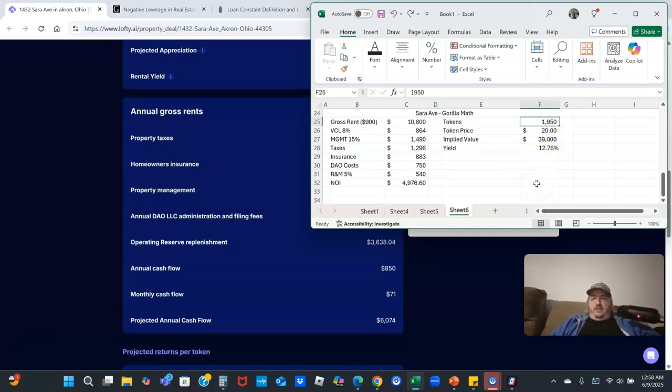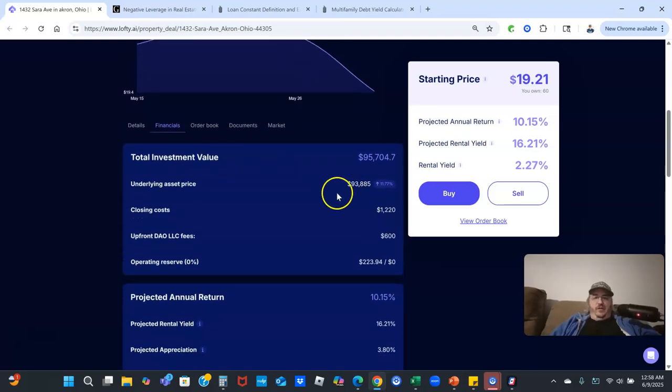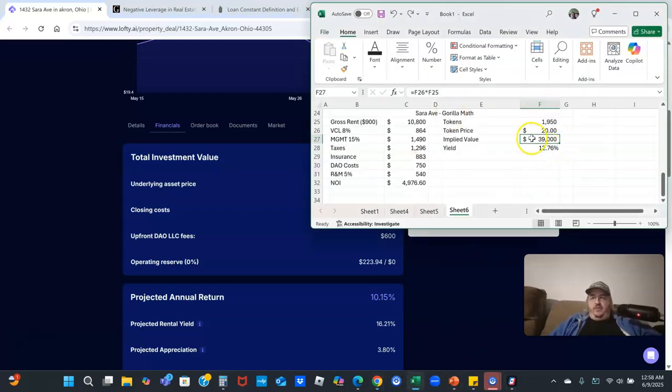But so, okay, then I took what's our implied value here, right? I took our token price of $20, multiplied it by the total outstanding tokens. And so at the moment, this property, even though we're saying the underlying asset price is 93,000, we have to look at the economics that we have to deal with, right? And so we have an implied value of under $40,000.